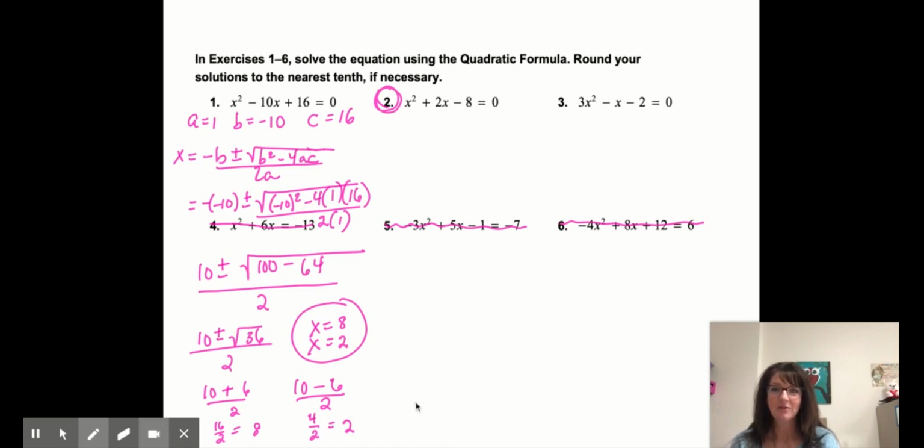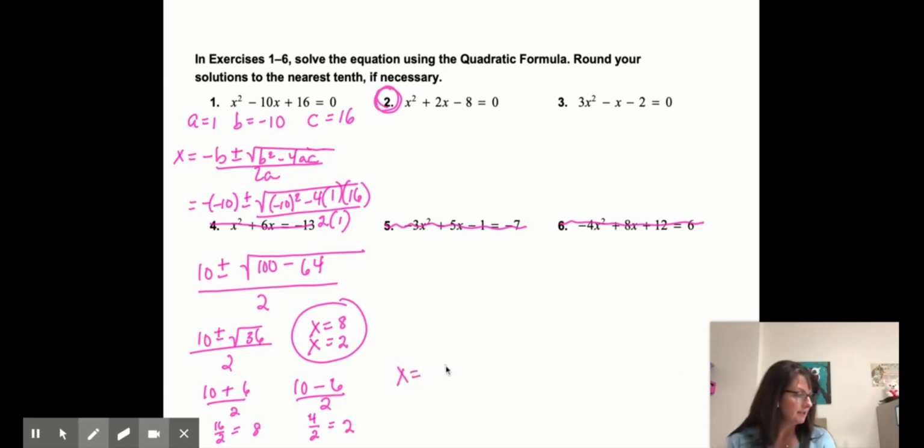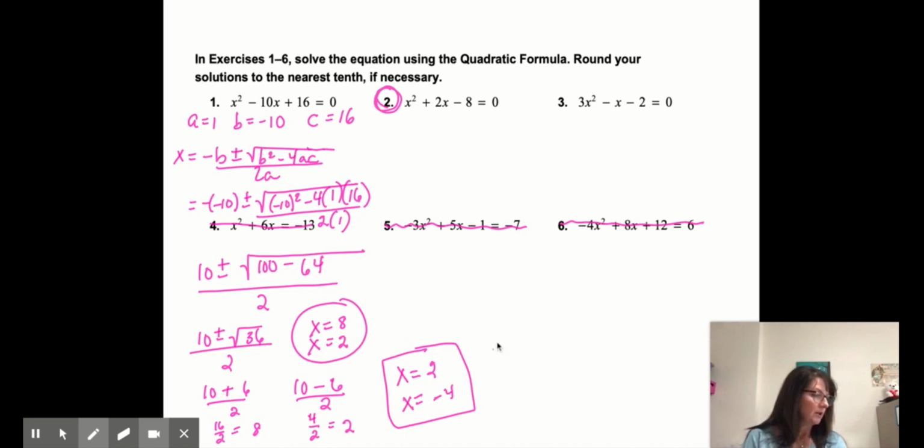All right, when you solve this one, you got down here and you probably got x is equal to, what'd you get? 2. And x is equal to negative 4. If you did not, you may want to recheck your steps. So 2 and negative 4. And then I'll go ahead and work on this one.